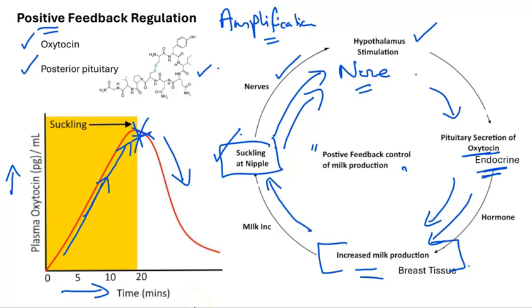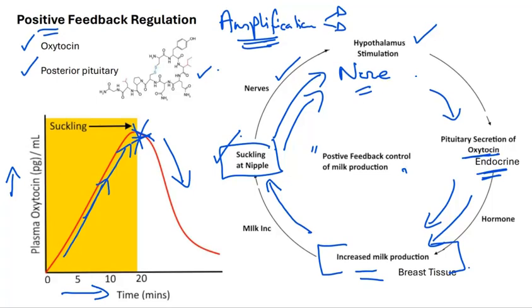So this is an example of positive feedback where there's an amplification. The levels of hormone have increased, but also the responding signal transduction of more milk production also increases until the cycle is broken by the child stopping feeding. And so there's an example of positive feedback.